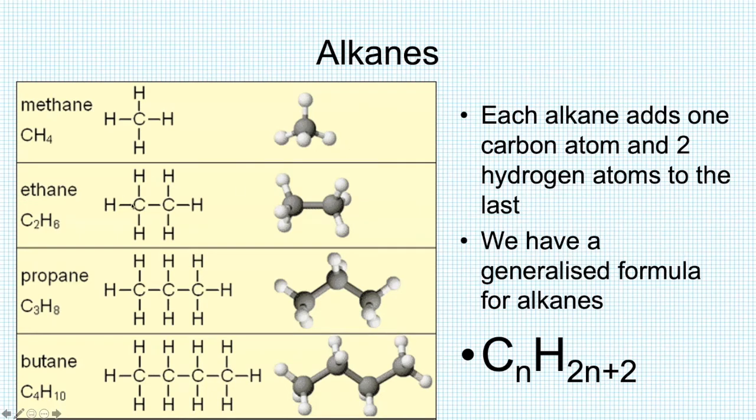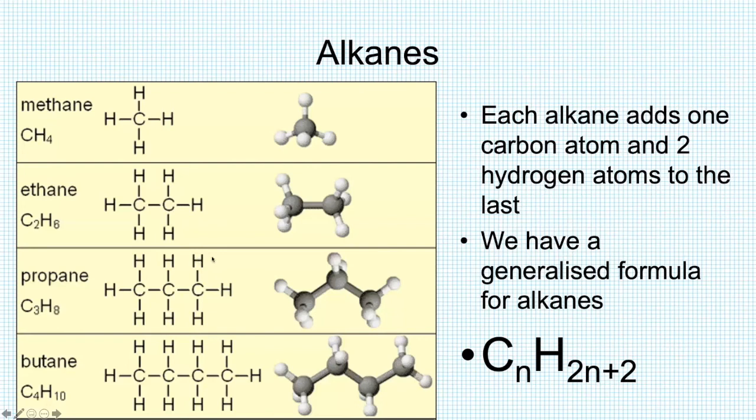Ethane, a little bit more complicated, 2 carbon atoms. We've now got C2H6 because there's 2 carbon atoms and 6 hydrogen atoms. And this is arranged like this. Propane, and we've now got 3 carbon atoms and 8 hydrogen atoms, so C3H8. And this structure, and butane, C4H10, this structure, and this is what the molecule actually looks like. As you can see, each alkane adds 1 carbon atom and 2 hydrogen atoms to the previous one. So every time we go from methane to ethane or ethane to propane or so on, we've gained 1 carbon and 2 hydrogen atoms.